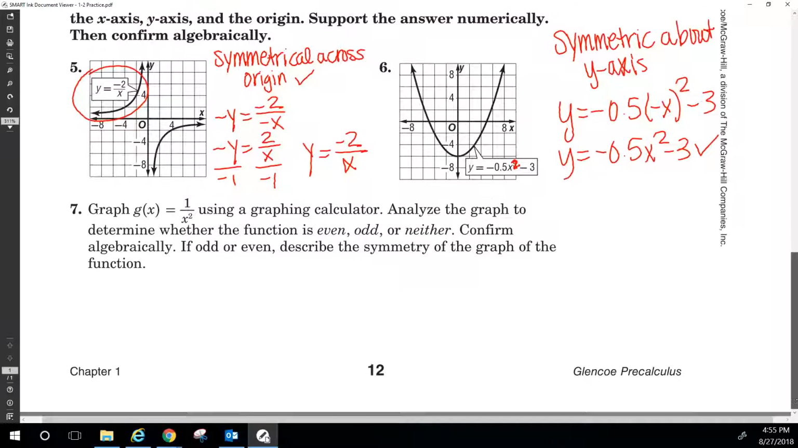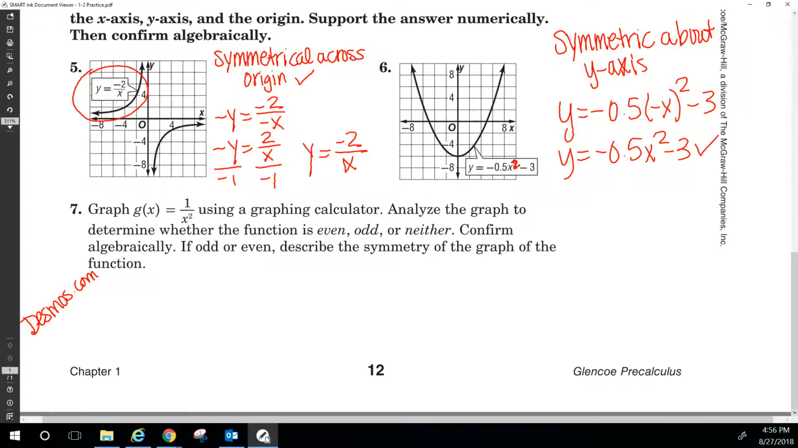All right, let's look at number 7. We've got 1 over x squared. It says, using a graphing calculator, analyze the graph to determine whether the function is even, odd, or neither. If you are at home and you don't have your graphing calculator, a great online calculator is desmos.com. It is even better in some aspects, or faster in some aspects, than our TI calculators.